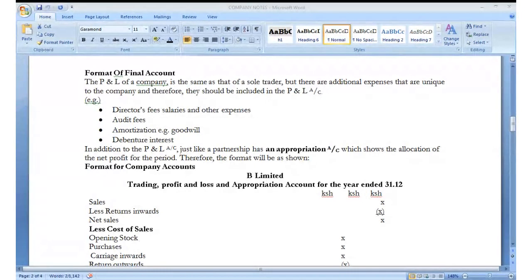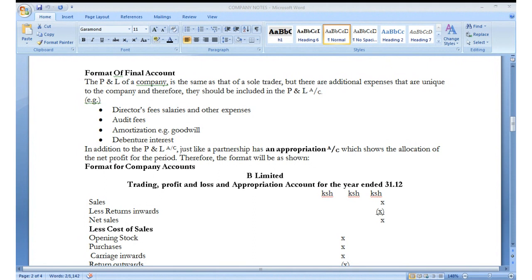So the format, we are told in addition to the profit and loss account, in addition to what we already know, the normal trading profit and loss account, we add another section we refer to as appropriation account. Even in partnership, our next topic is partnership, we are still going to come across this section we are referring to as appropriation account. So in addition to the profit and loss account up to the net profit or the net loss, we add another section after that.